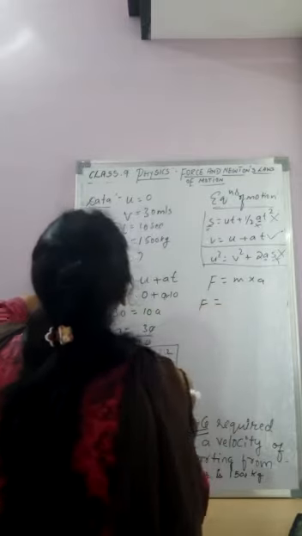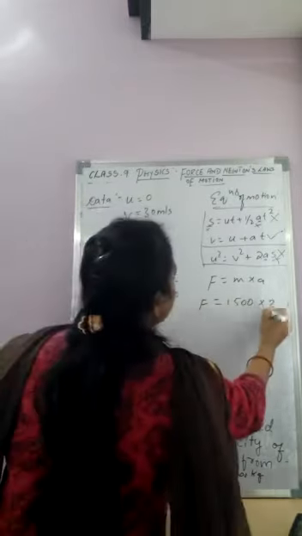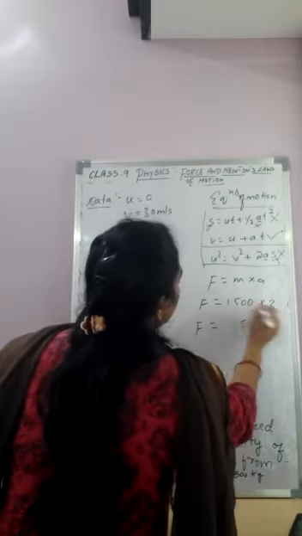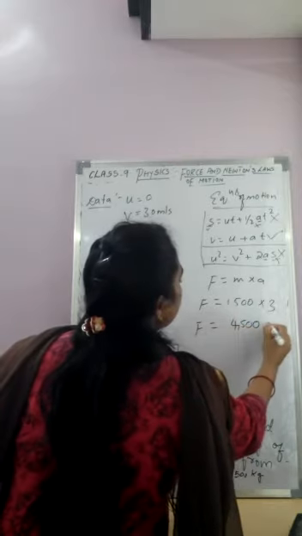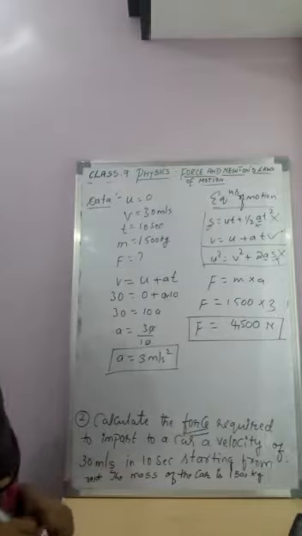F is equal to what? M is 1500 into A is 3. F is equal to what? 4500 Newton. This is the second problem.